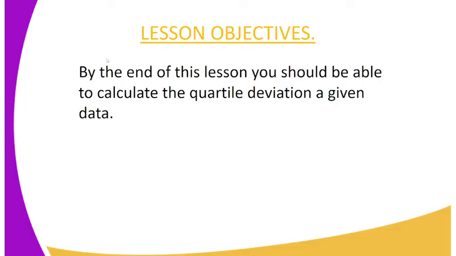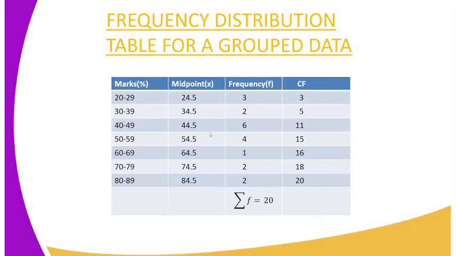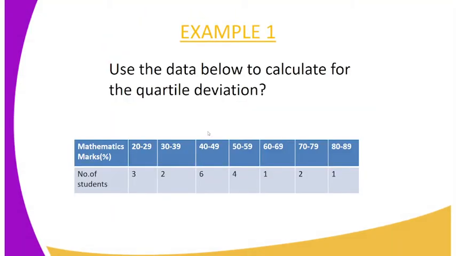There is a table here which you have been given, and you are supposed to use this table to calculate the quartile deviation of the number of students who sat for a mathematics exam. Those who scored between 20 to 29, there were 3 students, 30 to 39, 2 students, 40 to 49, 6 students, 50 to 59, 4 students, 60 to 69, 1 student, 70 to 79, only 2 students, and lastly 80 to 89%, only 1 student.